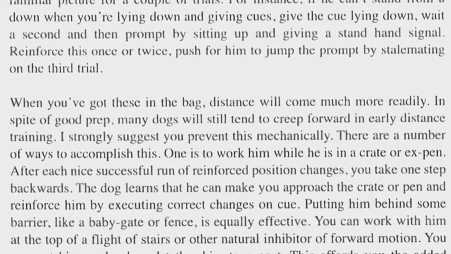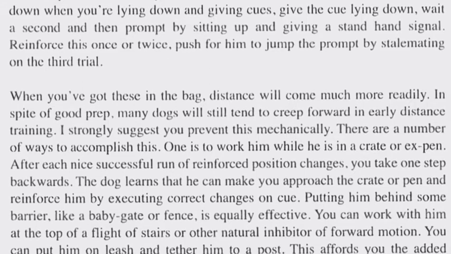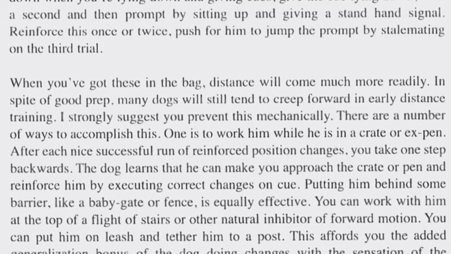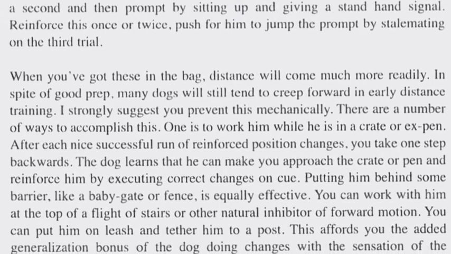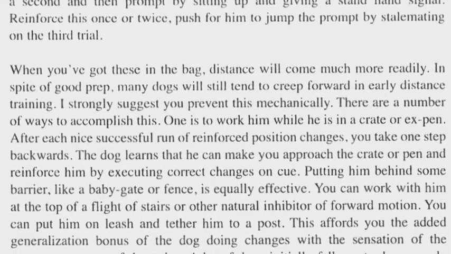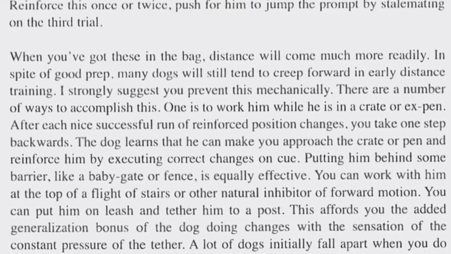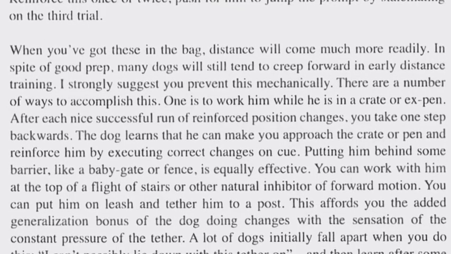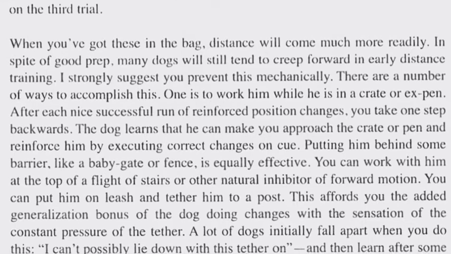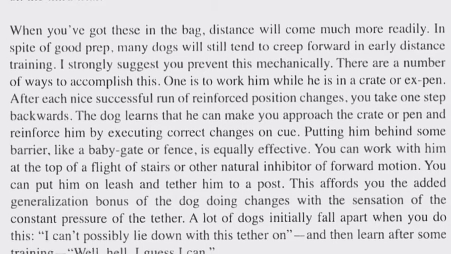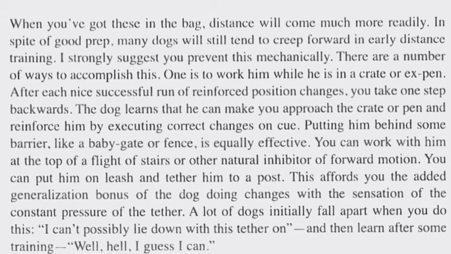After each nice, successful run of reinforced position changes, you take one step backwards. The dog learns that he can make you approach the crate or pen and reinforce him by executing correct changes on cue. Putting him behind some barrier, like a baby gate or fence, is equally effective. You can work with him at the top of a flight of stairs or a natural inhibitor of forward motion. You can put him on a leash and tether him to a post.